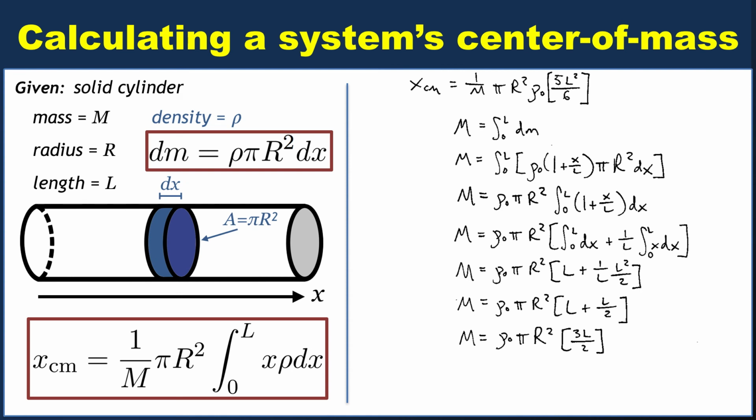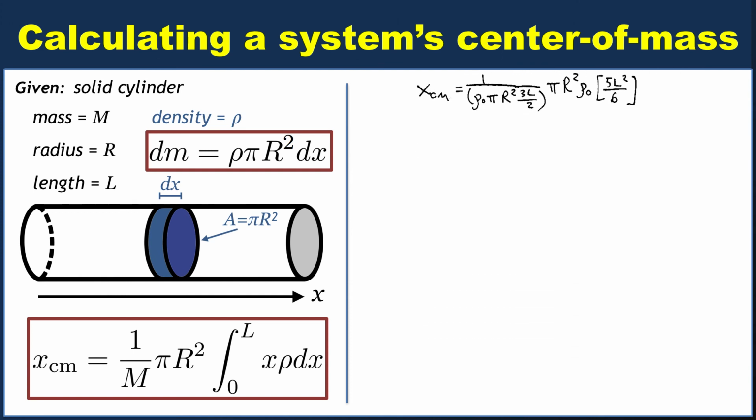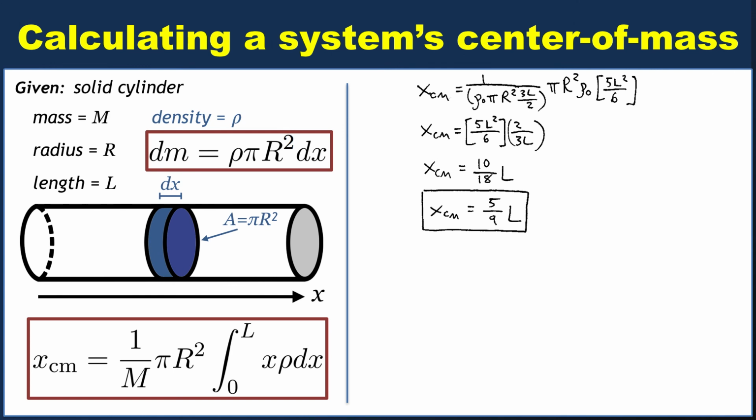Now we can combine the two, and we do it in exactly the same way as before. This expression gets inserted in where we have a 1 over m up here. So we do that, and again, a bunch of stuff is going to cancel. So rho pi r squared will again cancel. 1 power of L will again cancel, because we end up with 5L squared over 6 times 2 over 3L. Power of L cancels. So we get that the x position of the center of mass is 10/18 L or 5/9 L.